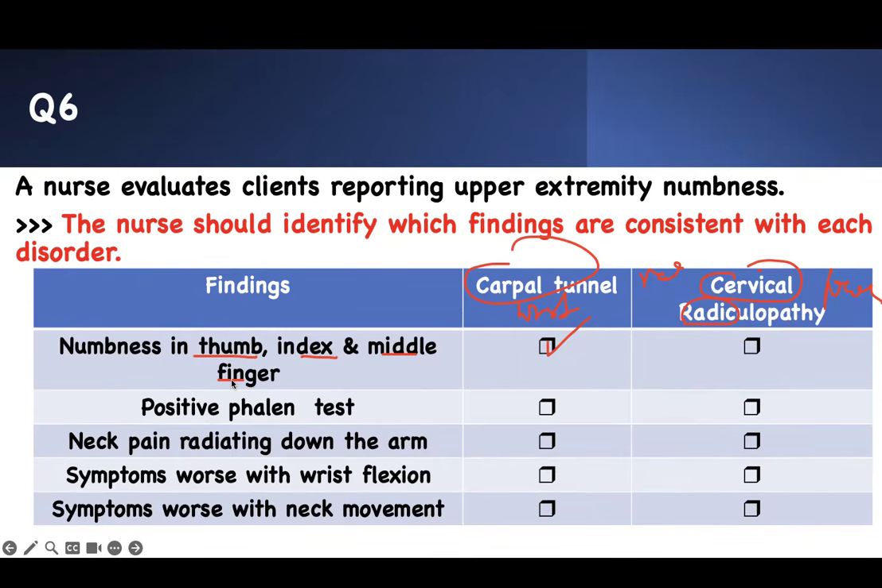Phalen's test is specific to carpal tunnel. That means if you flex their wrist, they're going to have pain. Symptoms are going to be worse when flexing the wrist. That's all carpal tunnel. I said neck. If I see neck pain radiating to your arm, that's cervical radiculopathy. I said neck. If neck movement makes your pain worse, that's cervical radiculopathy. This is the way you should do it.